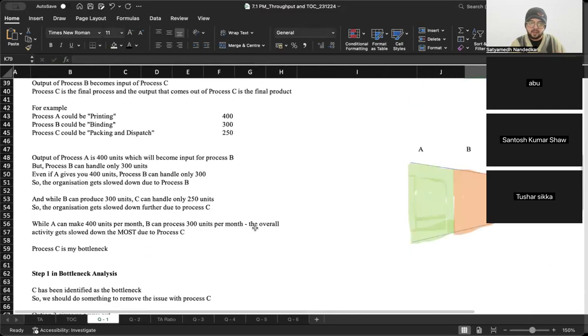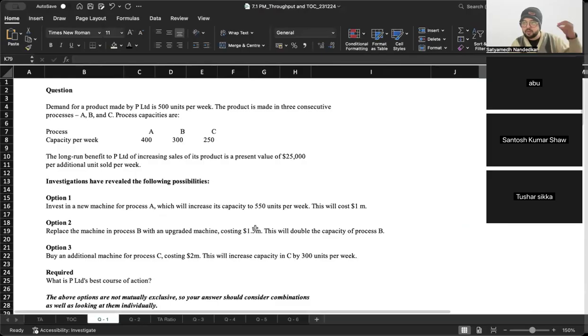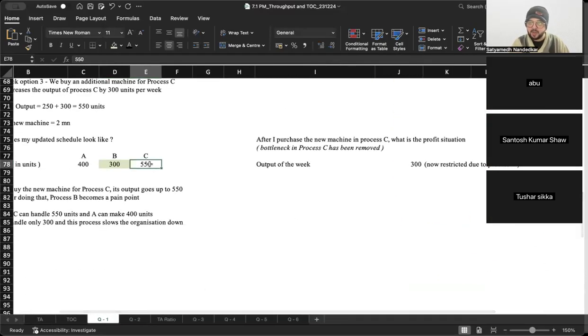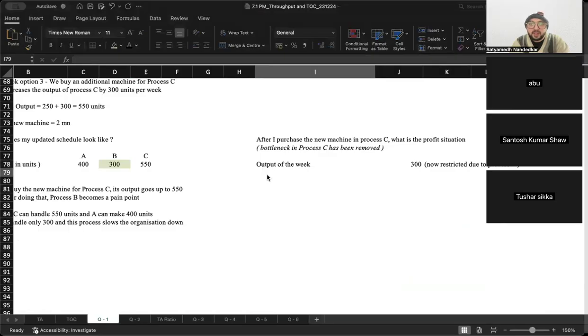Earlier, when I did not remove the bottleneck in process C, my output per week was 250. Now my output per week is 300. Why? Because this has a capacity of 550, this has a capacity of 400. The process organization overall can now make only 300 units per week. Okay. Output of the week is 300.